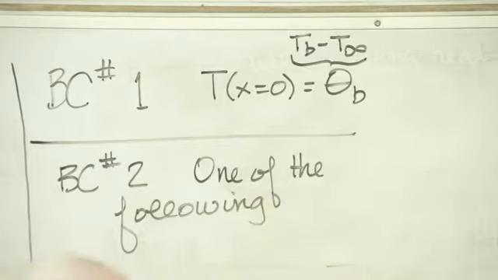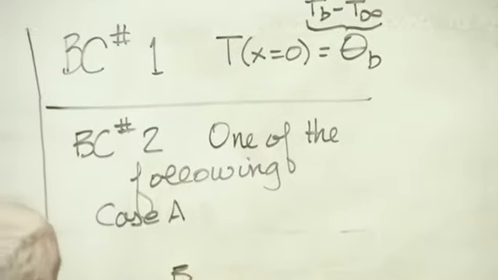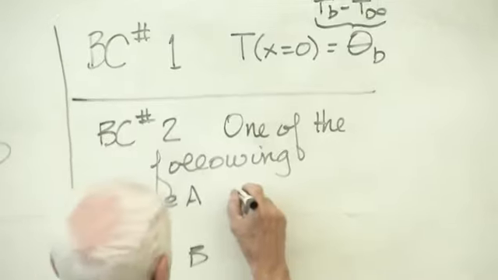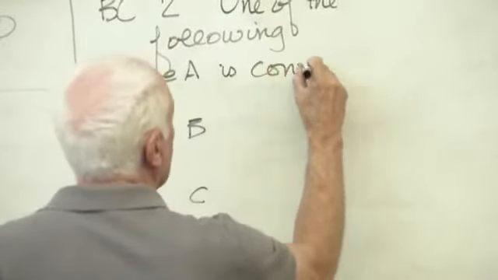Let's take case A first. Then we'll have B. Then we'll have C. Then we'll have D. Case A is convection from the fin tip.